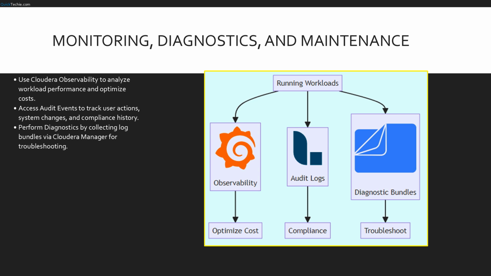This operational flow shows data flowing from your running workloads into 3 maintenance channels. Performance metrics feed observability for cost optimization. Activity logs feed audit for compliance reviews. System logs feed diagnostic bundles for troubleshooting. These 3 pillars constitute your daily operational dashboard.